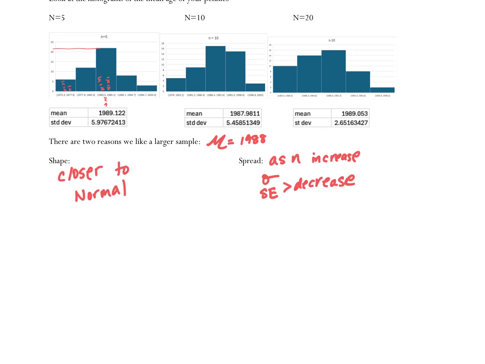Now, these two ideas are what we call the central limit theorem.